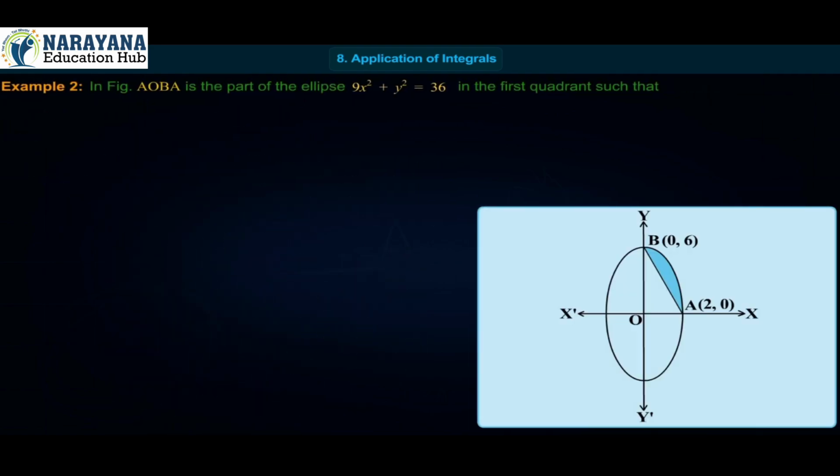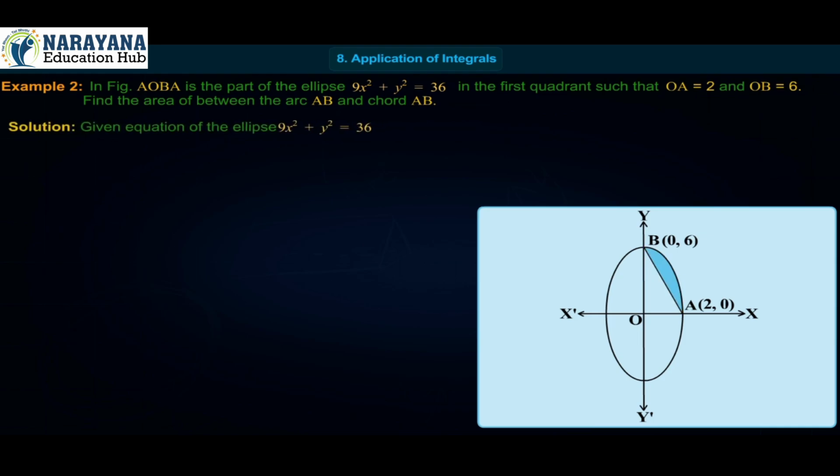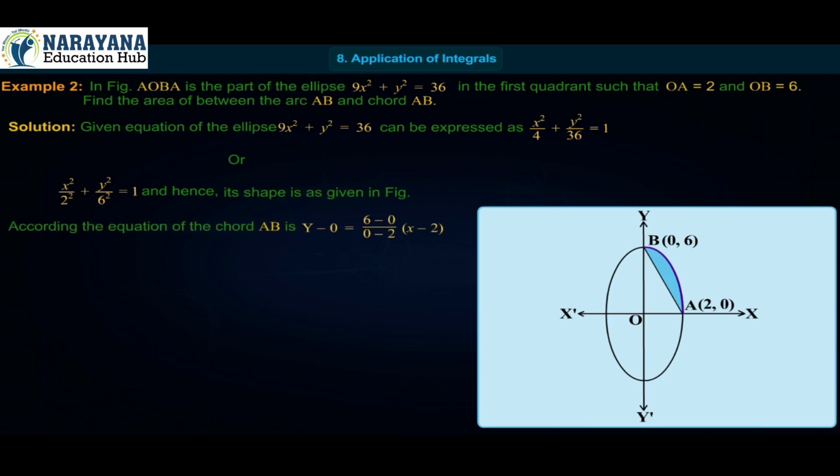Example 2. In the figure, AOBA is the part of the ellipse 9x² + y² = 36 in the first quadrant such that OA = 2 and OB = 6. Find the area between the arc AB and chord AB. Solution. The given equation of the ellipse 9x² + y² = 36 can be expressed as x²/4 + y²/36 = 1, or x²/2² + y²/6² = 1, and hence its shape is as given in the figure.